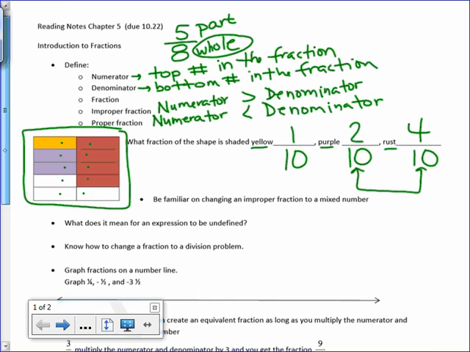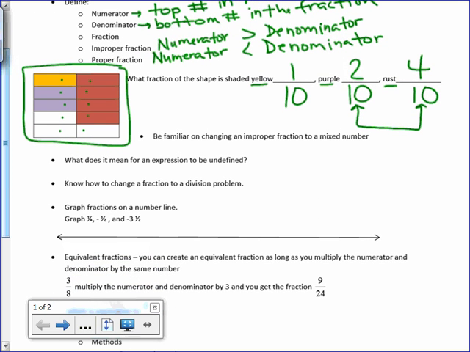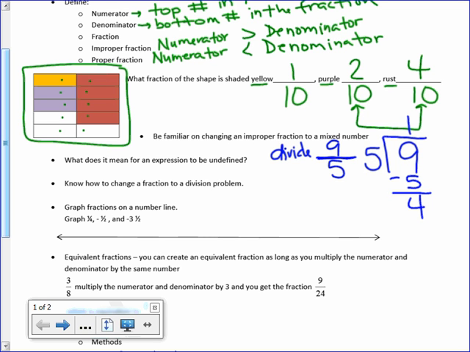The next thing we need to talk about is being familiar with changing an improper fraction to a mixed number. Remember, an improper fraction is when the numerator is larger than the denominator. So like 9/5. How do I change an improper fraction to a mixed number? This bar also means divide. So really it becomes 9 divided by 5. So how many times will 5 go into 9? 1 time. I have 4 left over.